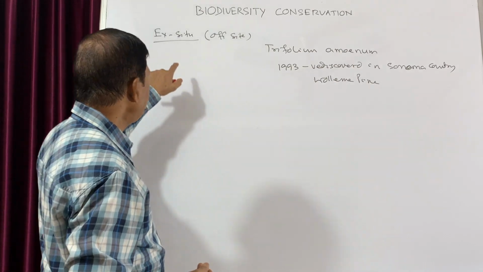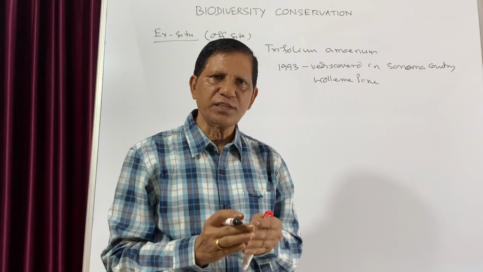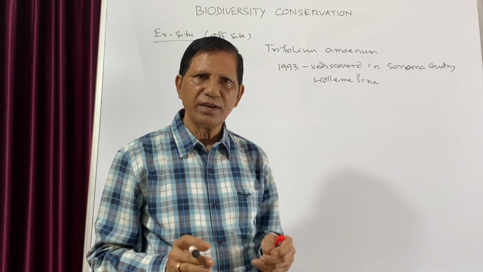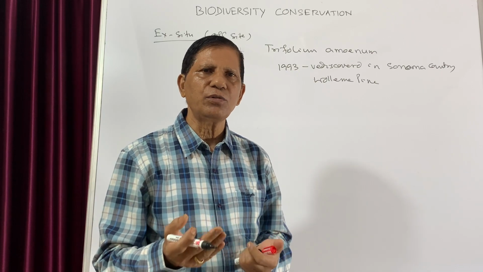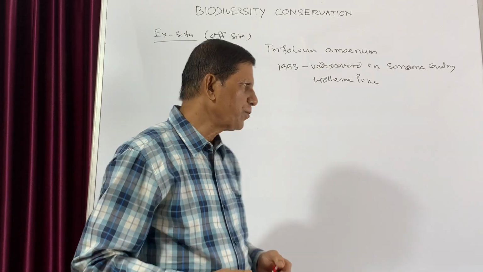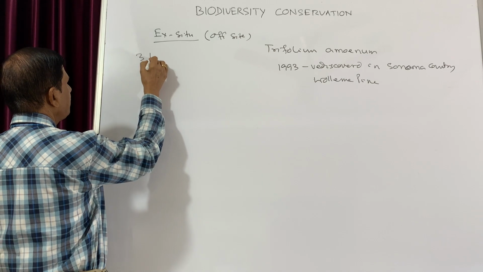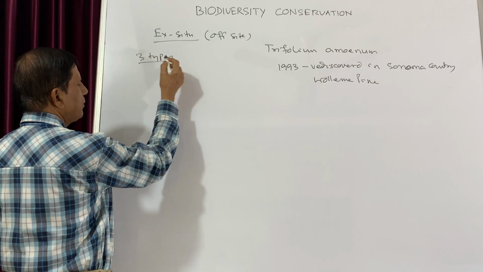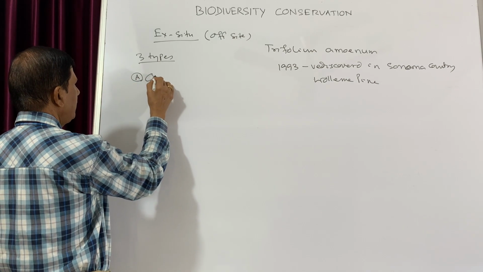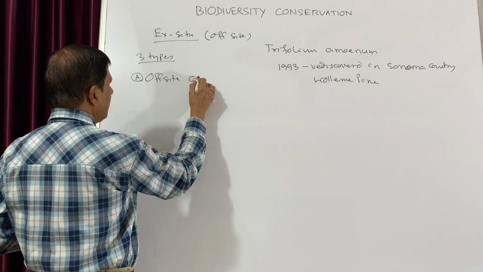In this ex situ method, what are the different ways of conserving? We will discuss that there are three different ways. One is off-site collection, the other is gene banks, and the third is in vitro conservation. Out of the three types of ex situ conservation, the first one we will discuss is off-site collection.